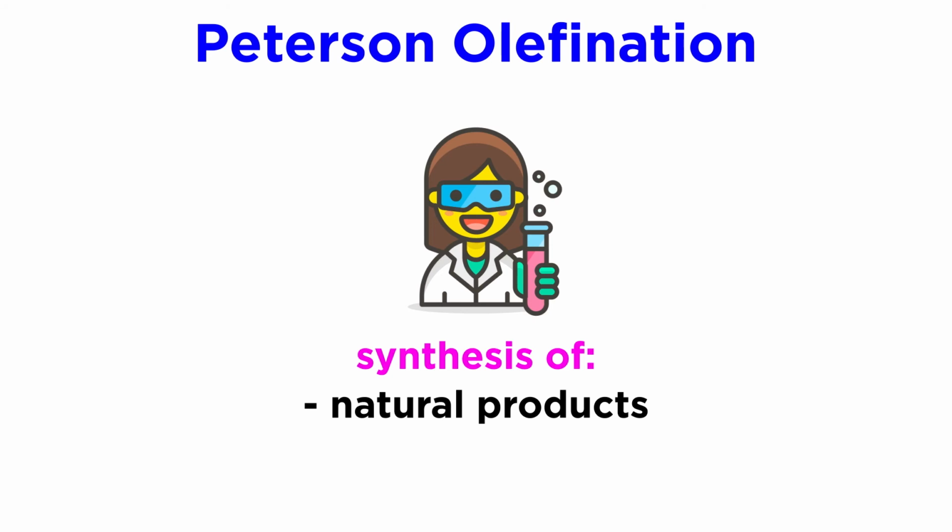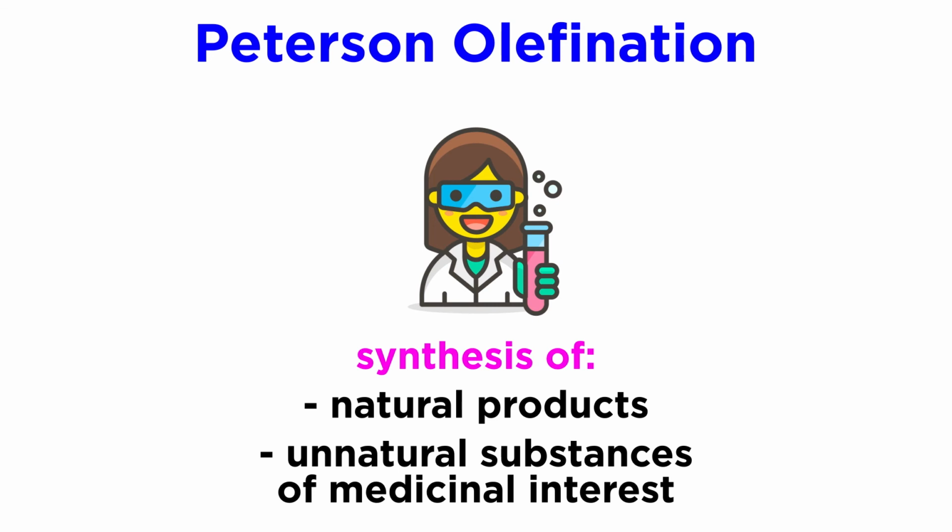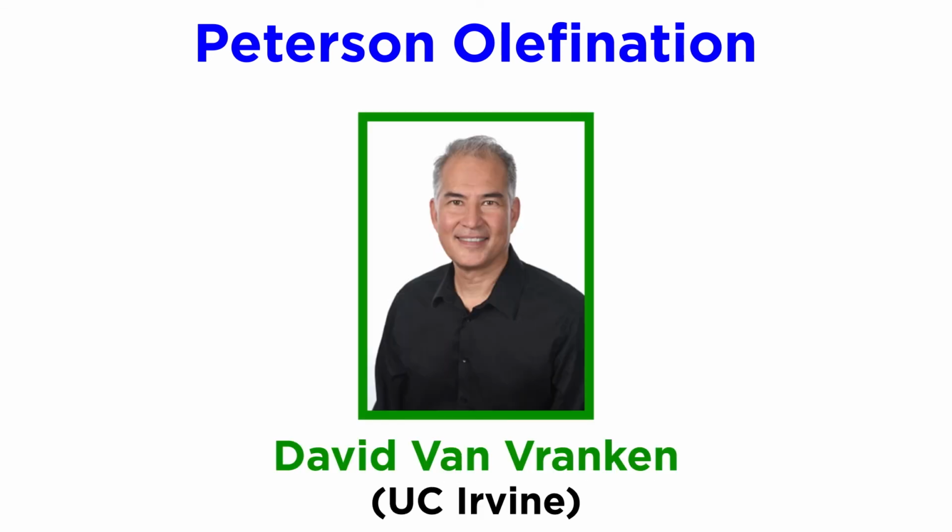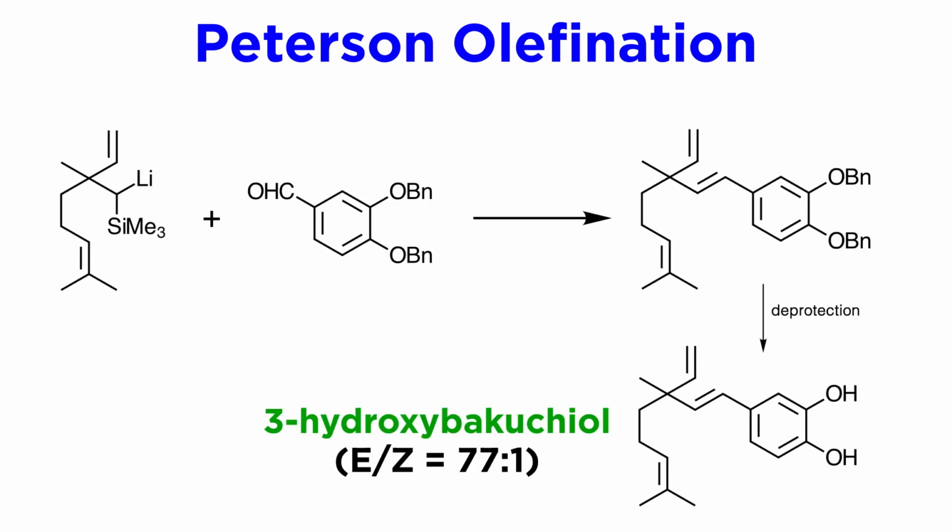The Peterson Olefination has frequently been used in the synthesis of natural products, or unnatural substances of medicinal interest. For example, Professor David Van Vranken at UC Irvine has synthesized the terpene 3-hydroxybakuchiol, using in the key step the Peterson Olefination. In this case, the reaction proceeds as expected, yielding in high selectivity the threo product. This alkoxide fragments quite readily below room temperature with almost complete E-selectivity. The benzyl protecting groups are then readily removed to yield the natural substance.